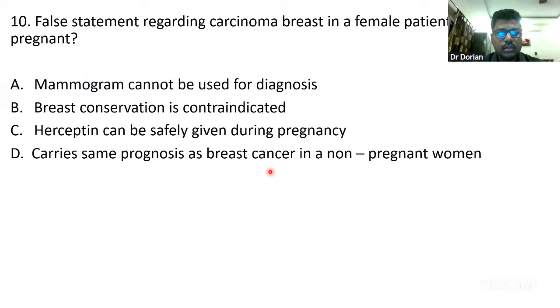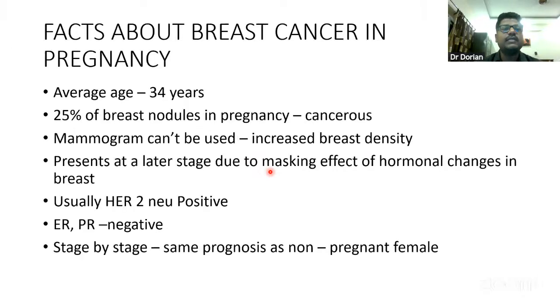Okay. So, false statement regarding carcinoma breast in a patient who is pregnant. Okay, very, very important topic. I've tried to compile points from Bailey, Sabiston, and Schwartz for this. Leave alone the options. We will see the facts. Facts about breast cancer in pregnancy. Okay. No need to go for anything else. Just remember these three slides alone.